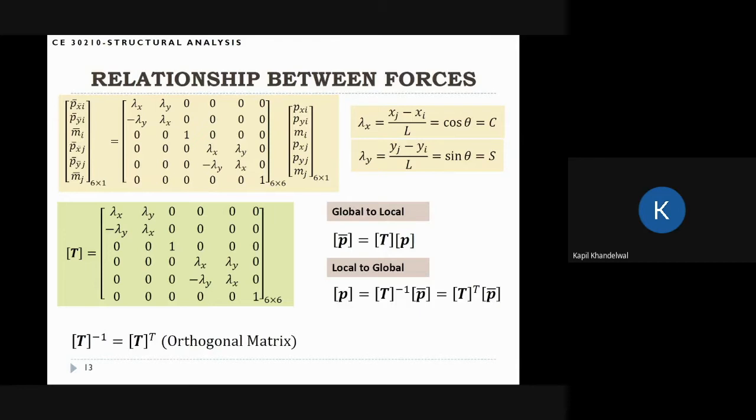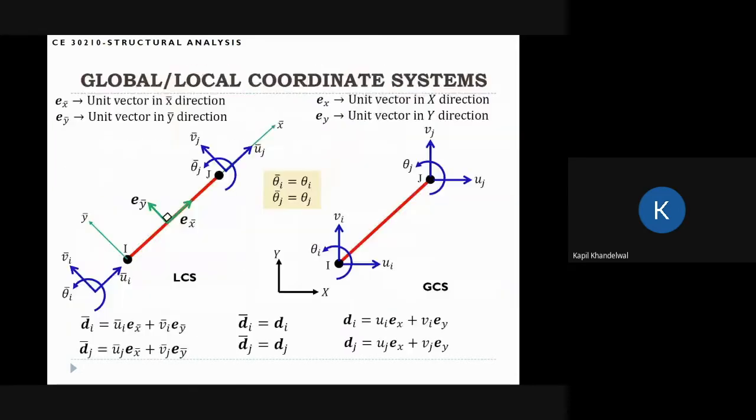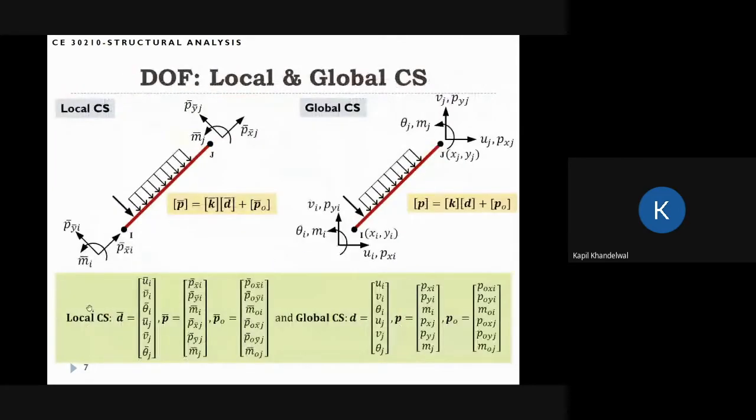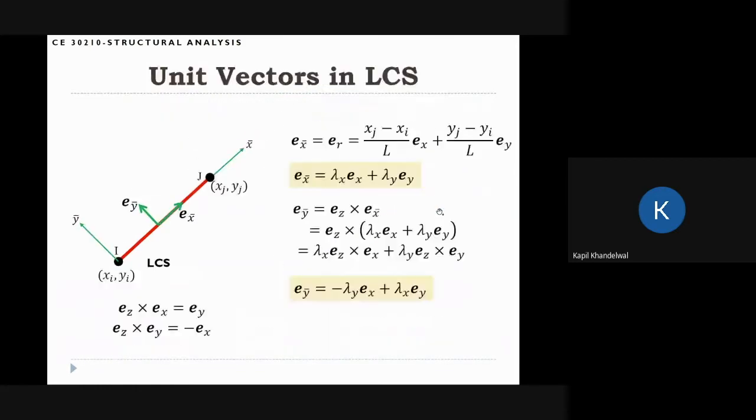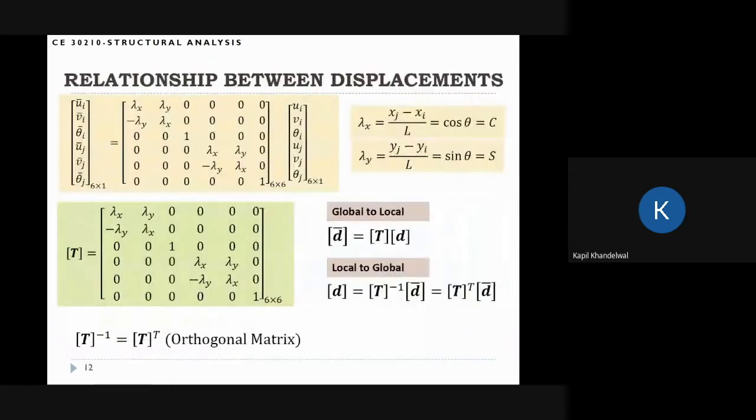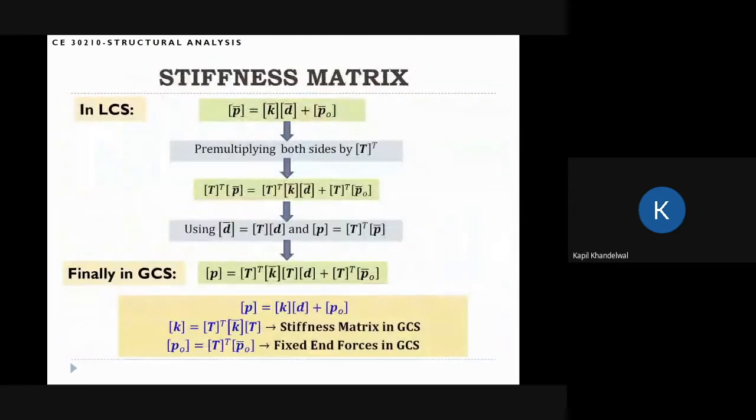And finally, this information will help us to actually relate these two quantities. Now we can go and relate these equilibrium equations written in this local coordinate system and the global coordinate system. Okay, so we can start from here and go here. And this is something we have already done for 3D trusses. So we follow exactly the same idea here. In local coordinate system, we can write P bar is equal to K bar times D bar plus PO. So we know what is K bar, we know what is PO.